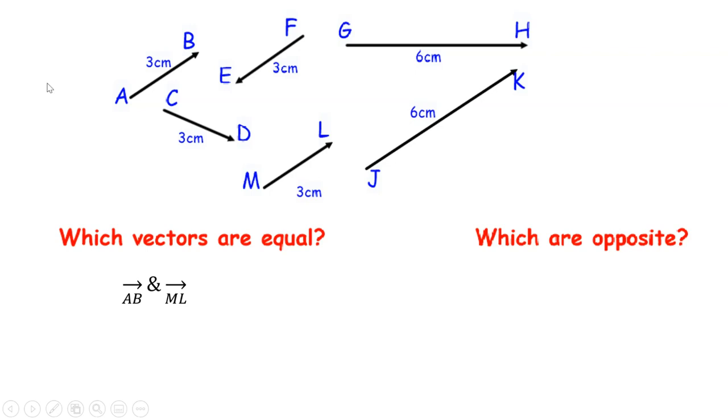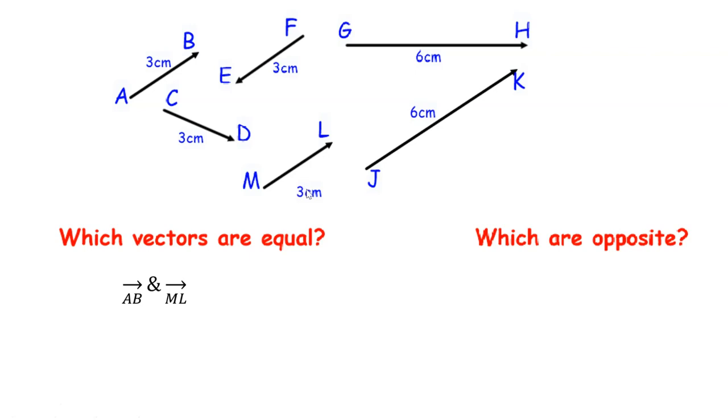So here's the AB vector running from A to B. Here's the ML vector running from M to L. They're both 3 centimeters long, so that makes them both equal vectors. Notice they're not in the same place. Vectors don't need to be in the same place to be equal. This vector is up here in space, this one is down here in space, but that doesn't stop them from being equal. They have the same magnitude, they're running in the same direction, and they're therefore equal.